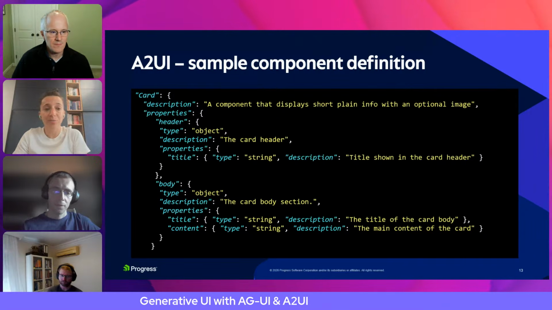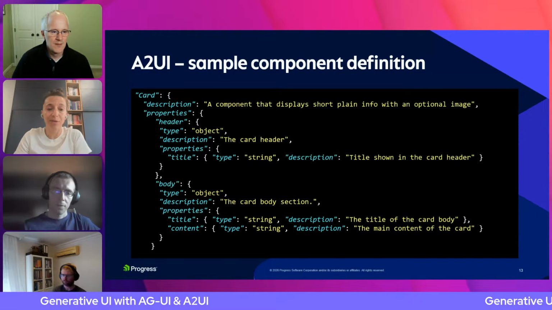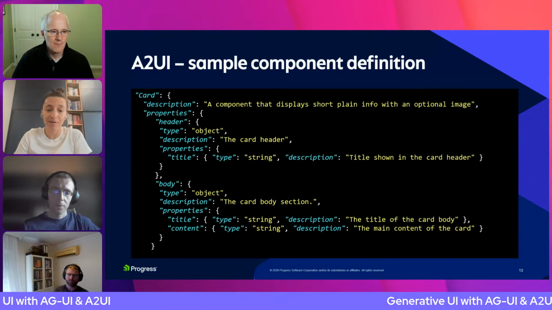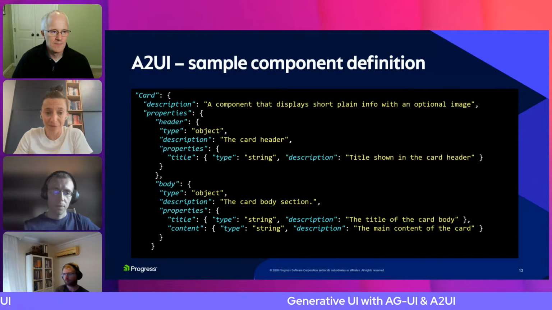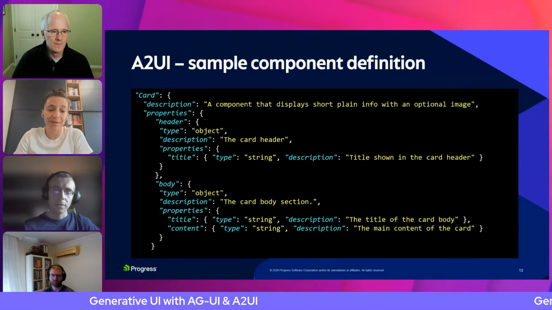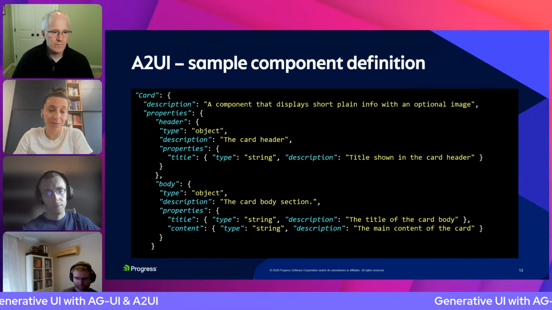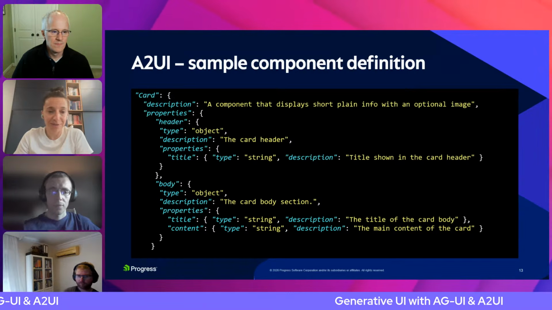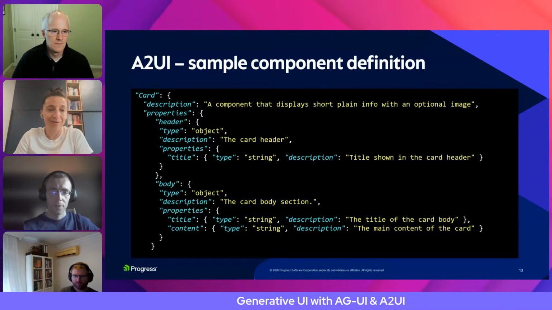Again, here you have some properties like header and body, and those again have some metadata in the JSON file, in the catalog, so that the AI underneath knows what to do with those and what they are for. That's the metadata for it.